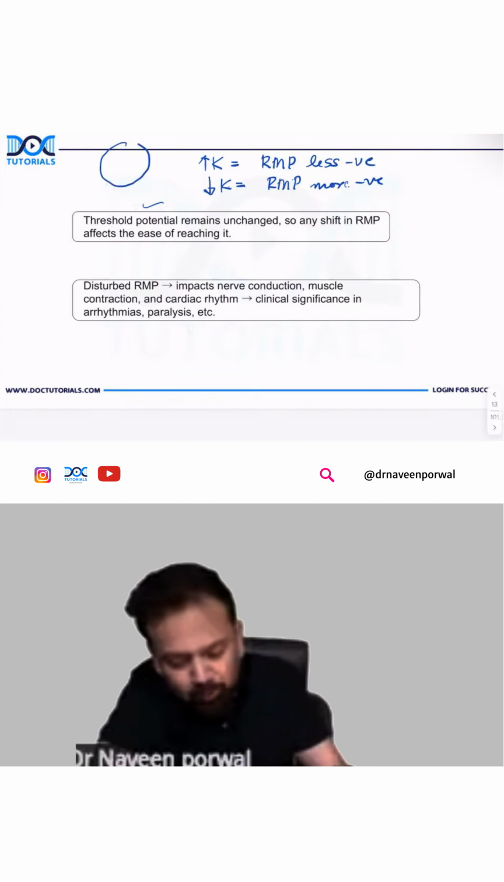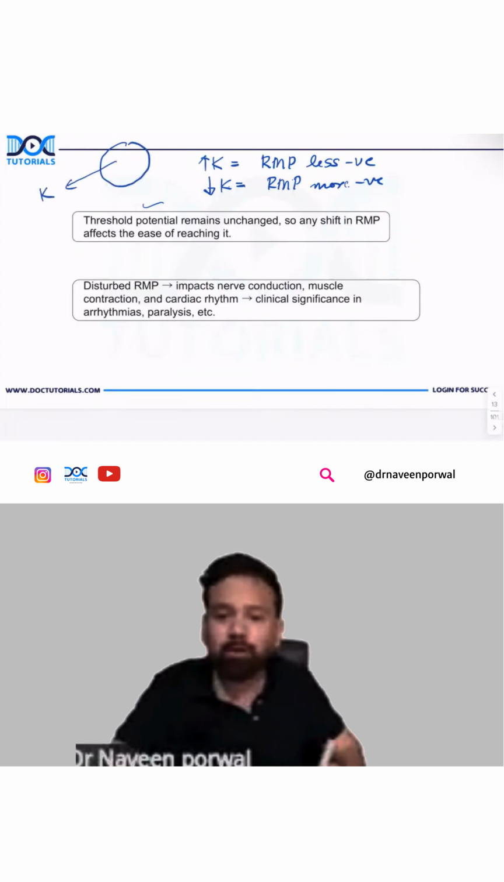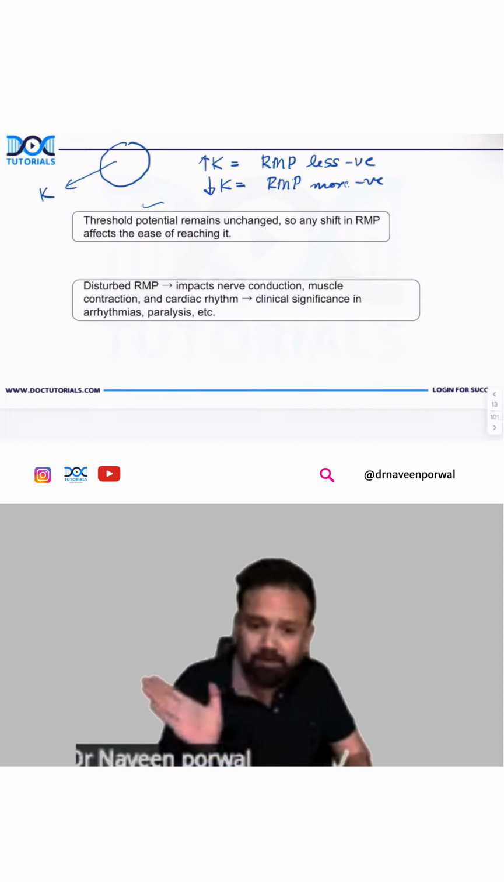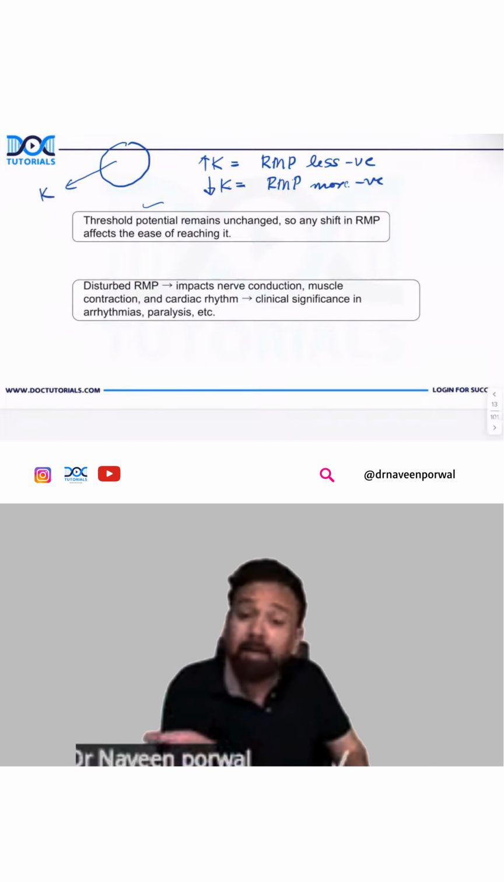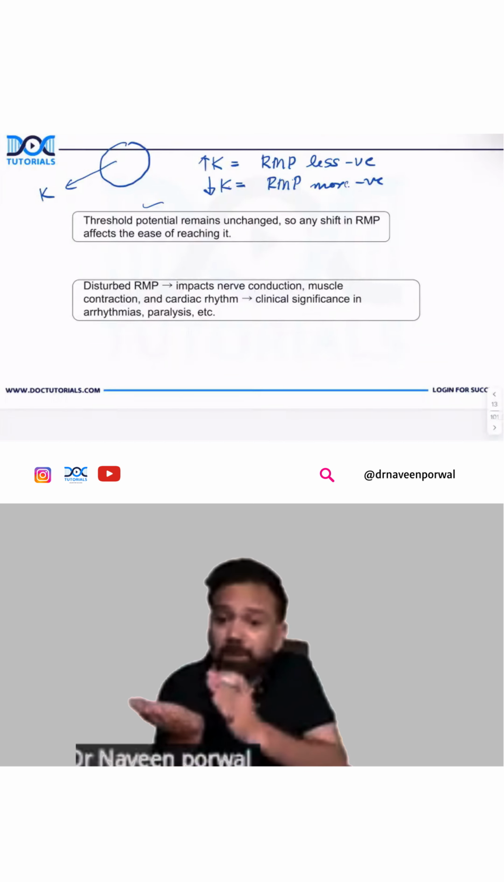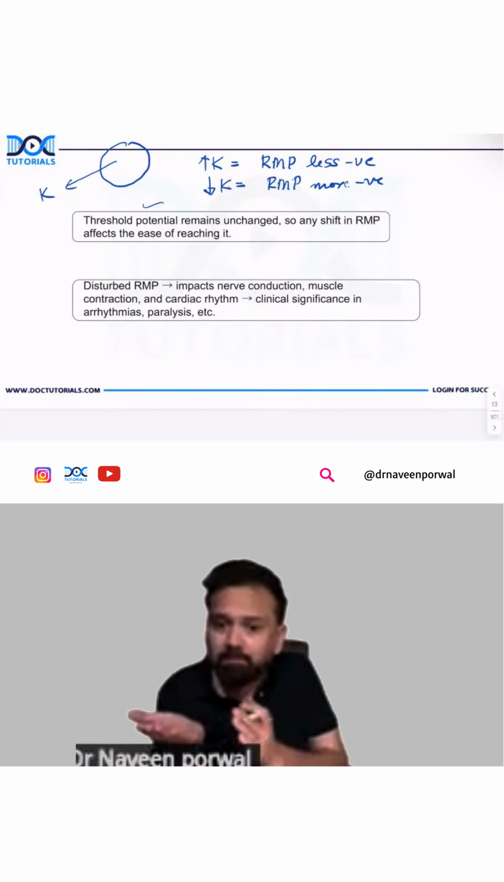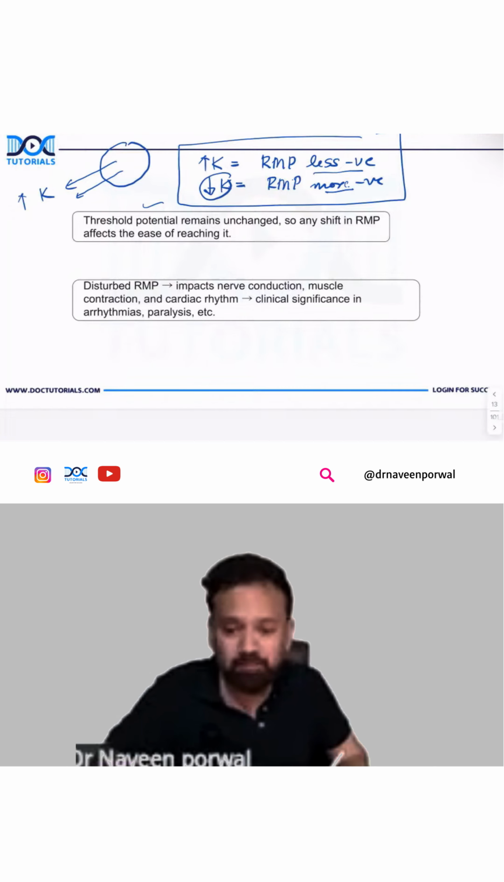See, RMP is due to potassium efflux. You know that point. If there is hyperkalemia, potassium efflux will be less. So RMP will be less negative. On the other hand, if there is hypokalemia, more potassium has to go outside to generate RMP. So RMP will be more negative. This is coming in almost every NEET PG and we are making mistakes.